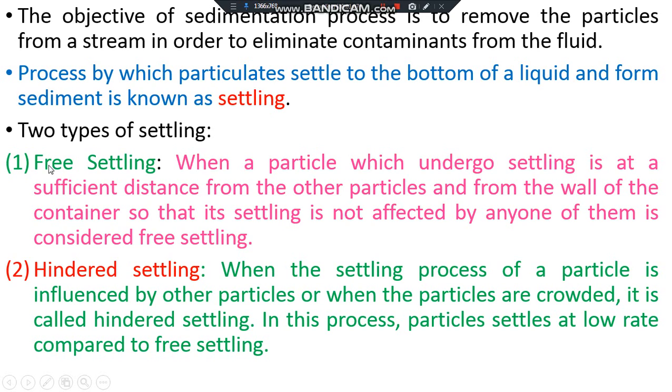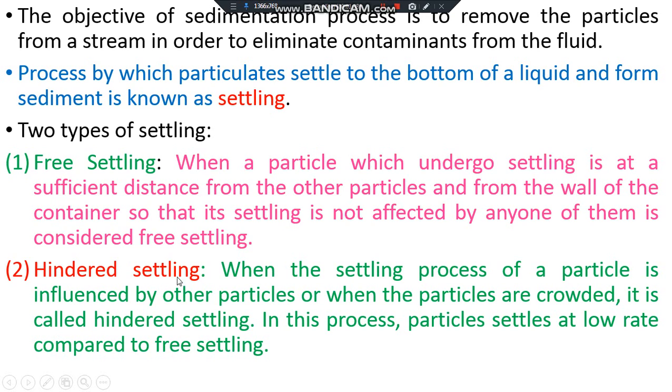Basically there are two kinds of settling. One is free settling, second is hindered settling. Now, free settling means when a particle which undergoes settling is at a sufficient distance from the other particles and from the wall of the container, so that its settling is not affected by any of them, it is defined as free settling. So there is no interference from other particles as well as no wall effect, then it is considered as free settling.